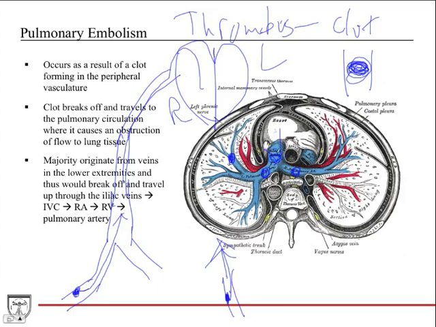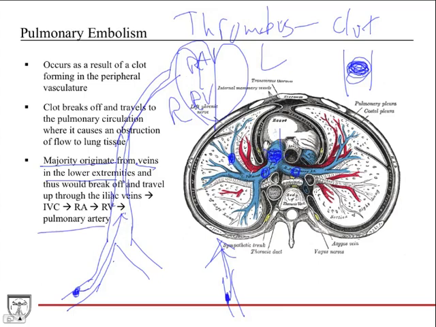Or it can be, if it's a large enough one, these are usually instantly fatal. It gets caught in the pulmonary trunk, and they obstruct blood flow, as we talked about, to the lung tissue for gas exchange. And so, like we said here in the text, the majority of these clots originate from veins in the lower extremity, and then they break off and travel up through the femoral vein, iliac vein, IVC, and then the right atrium, right ventricle, and then into the pulmonary artery here.